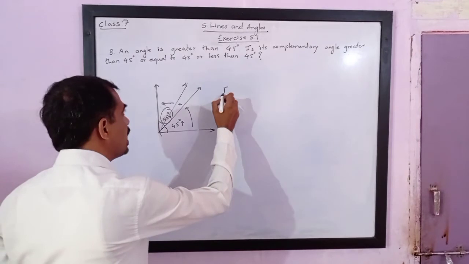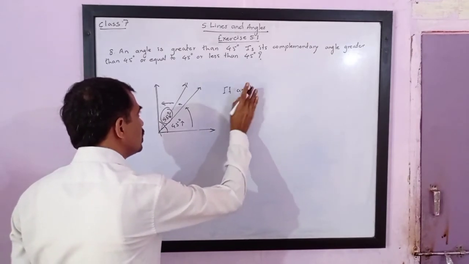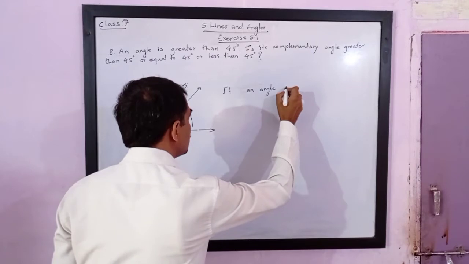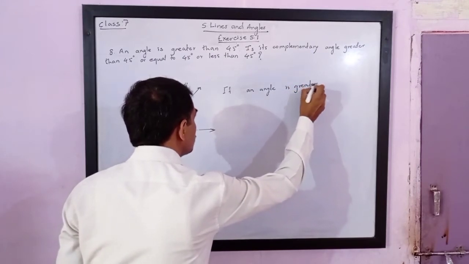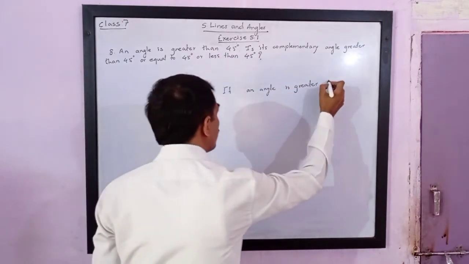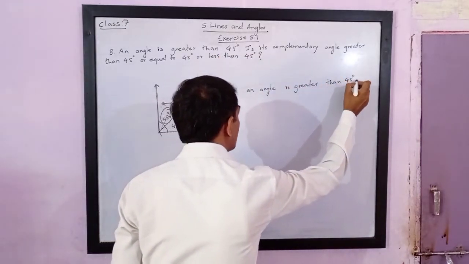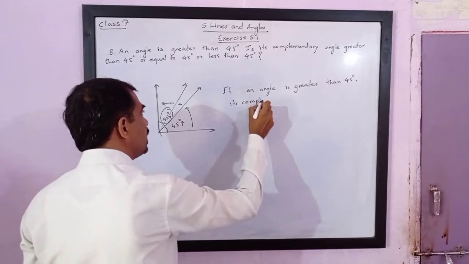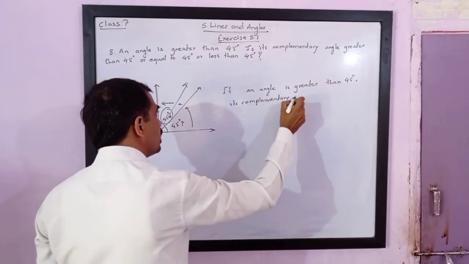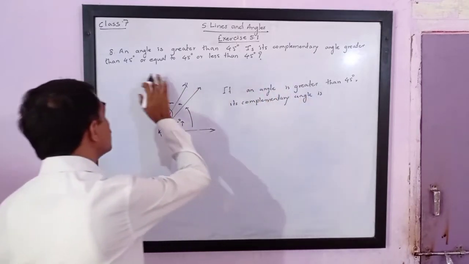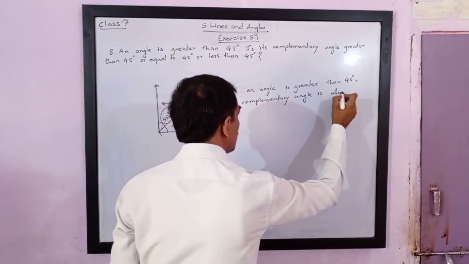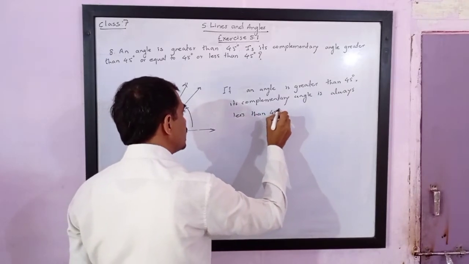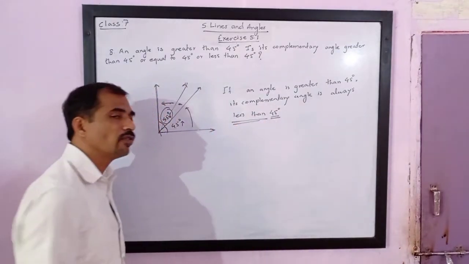So we can say that if an angle is greater than 45 degrees, then its complementary angle is always less than 45 degrees.